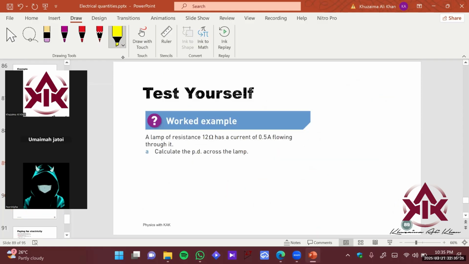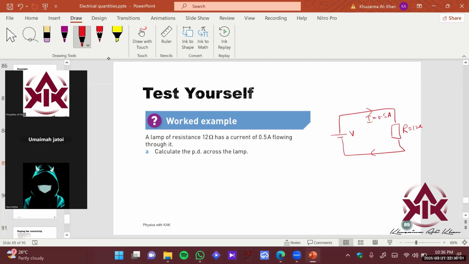Now, since you know the equations, there's a small question for you to solve. Let me draw the circuit here. You have the battery, let's just say a cell, and then you have a resistance. You also know the current flowing through the circuit. This is I, this is V. The current I is given as 0.5 amps, and the resistance value is 12 ohms. You want to find the potential difference across the lamp.